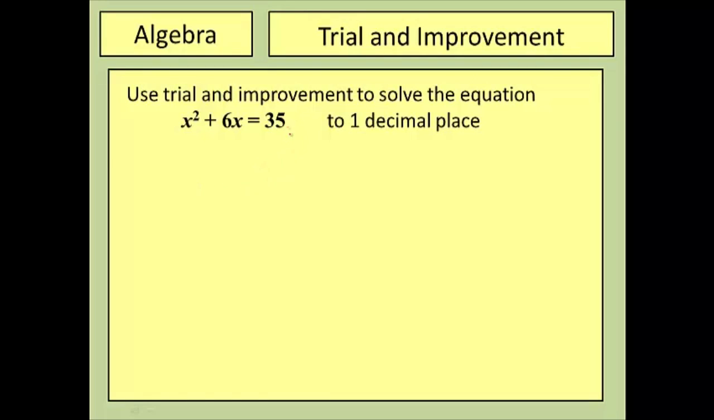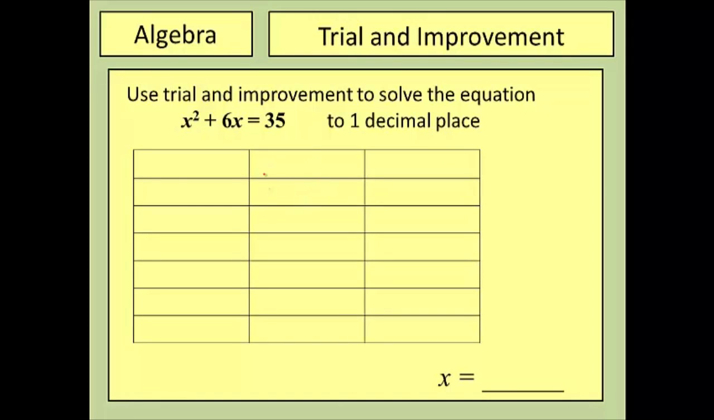In this second example, I'm going to do much the same thing. I'm going to use trial and improvement to solve this equation, and it's important to note that I need my answer to one decimal place. So if I set up my table again, this column is going to be where I make my guesses for x, and over in this column, this is going to be quite important, I'm going to put my comment over there. So as a starting value for x this time, I'm going to pick the value 3. Now when I stick 3 into this equation up here, I end up with the answer 27, which I compare against this 35, and we can see that that's too small.